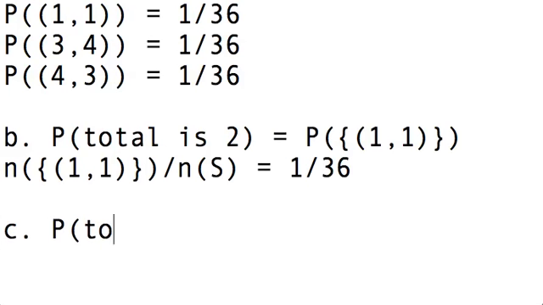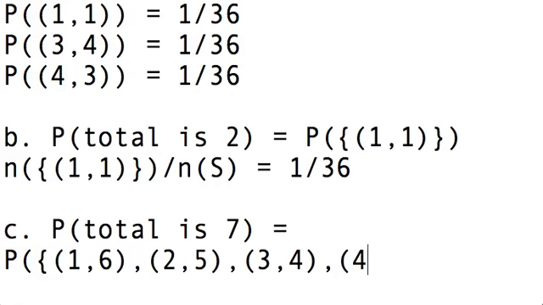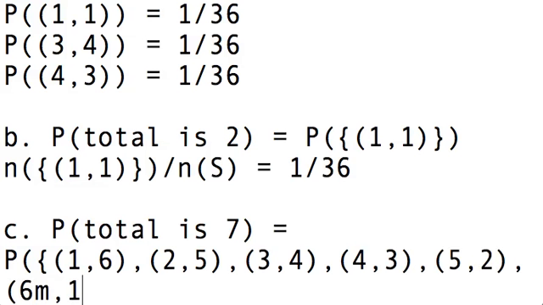How about the probability that the total is 7? Well, there are a lot of ways of rolling a 7. I could get a 1 and a 6. I could get a 2 and a 5. I could get a 3 and a 4. I could get a 4 and a 3. I could get a 5 and a 2. Or I could get a 6 and a 1.